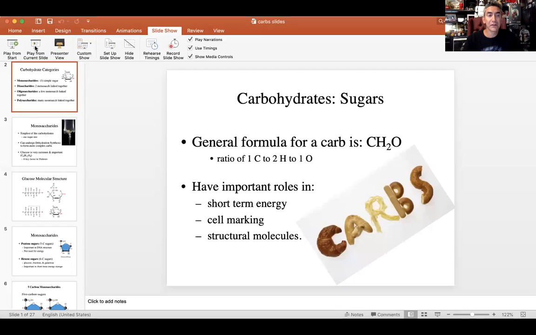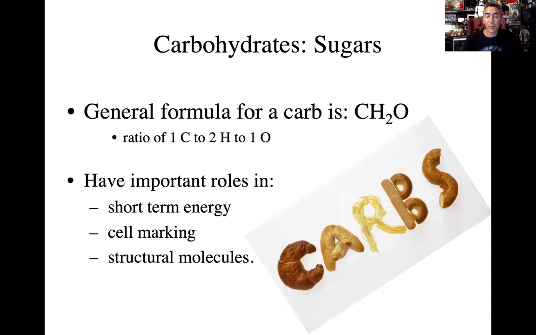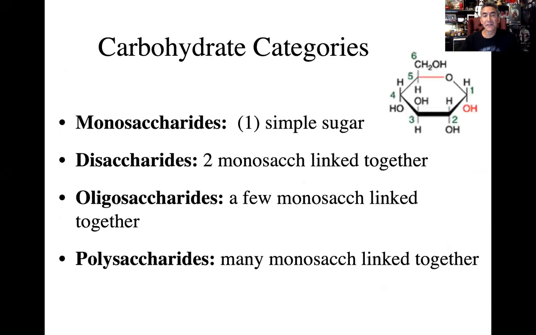Okay, here to continue with the carbohydrate discussion. So up to this point, we have discussed the monosaccharides, your glucose, diabetes, all that.